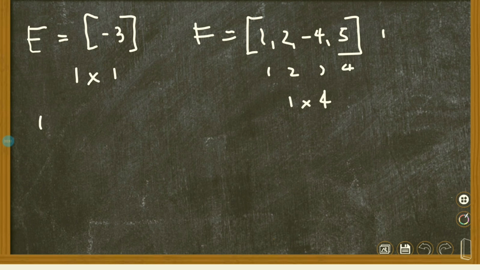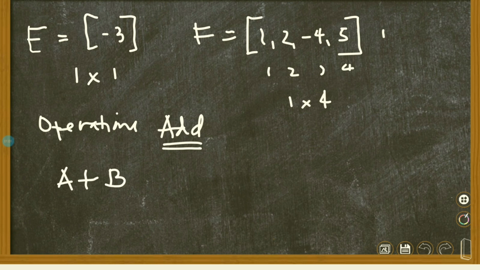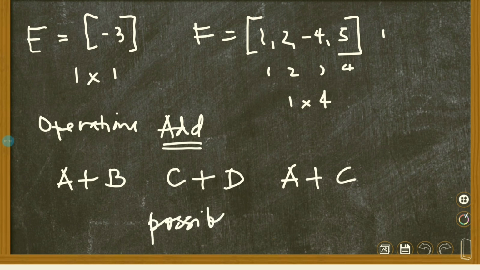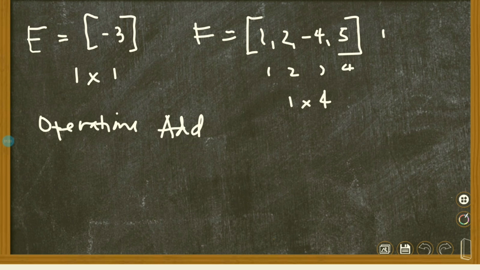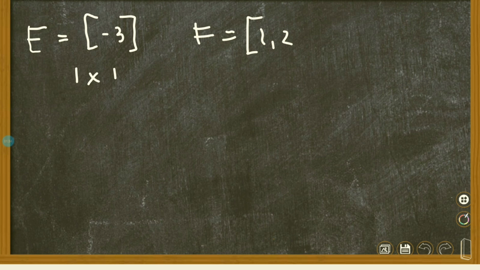We also have operations on matrices. So we can add matrices. Say for example, we want to add matrix A to matrix B, or we want to add matrix C to matrix D, or we want to add matrix A to matrix C. That is all possible. Okay? So let's take an example by adding two matrices, and not only adding, but also multiplying, and of course subtracting.